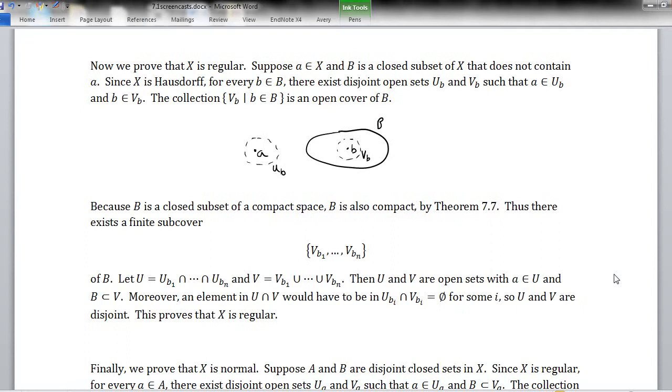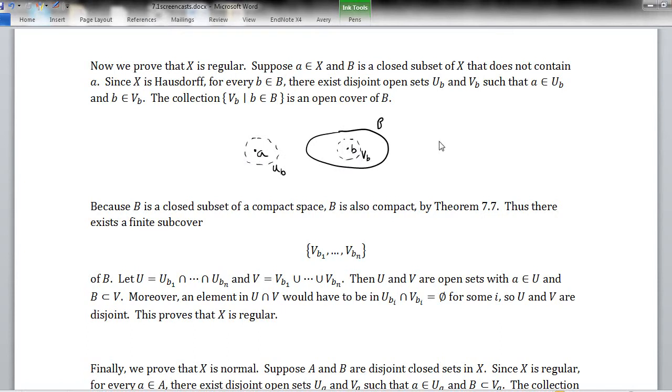So let's prove that X is regular. Suppose we have a point A in X and a closed subset B of X that does not contain the point A. Well, since X is Hausdorff, if you take any point b in this set, capital B, you can look at those points A and b and find disjoint open sets. We're going to call them U sub b and V sub b here, such that A is in U sub b and b is in V sub b.